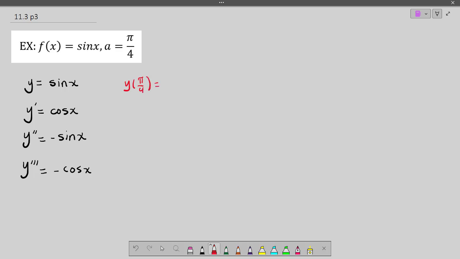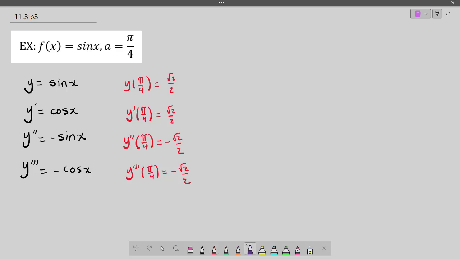So we have to evaluate the function and its derivatives at the center. Sine of pi over 4 is going to be root 2 over 2. Y prime of pi over 4, root 2 over 2. Y double prime will be minus root 2 over 2. Y triple prime will be minus root 2 over 2. So, the function and its derivatives.